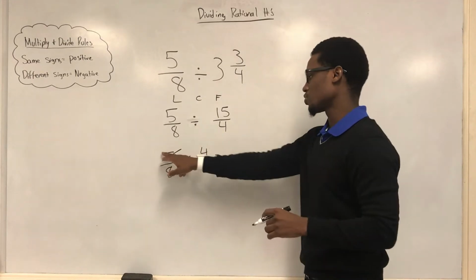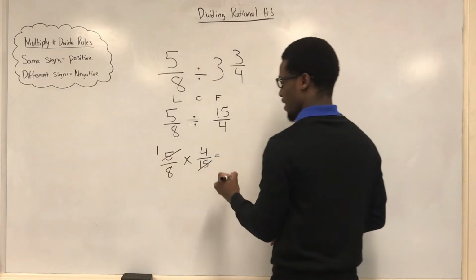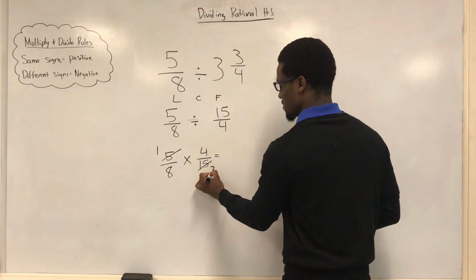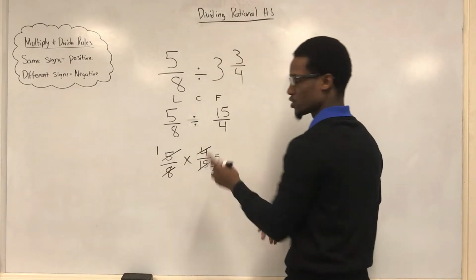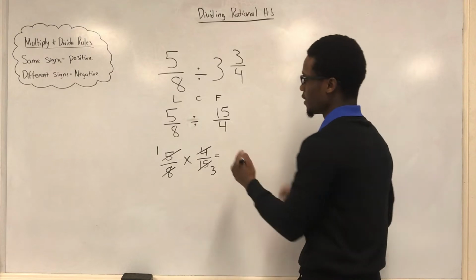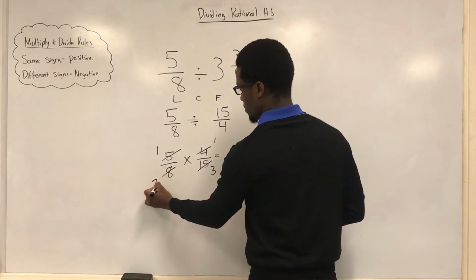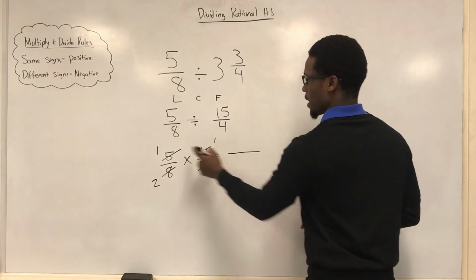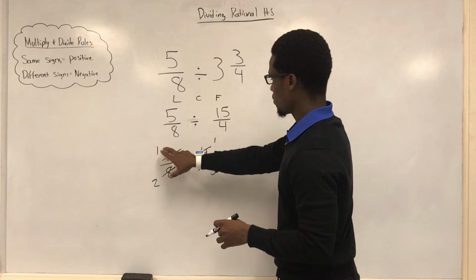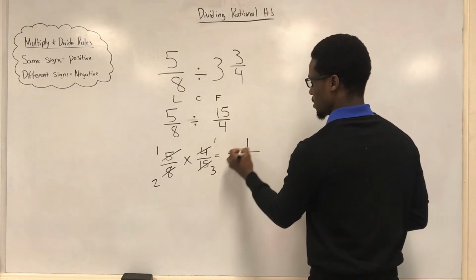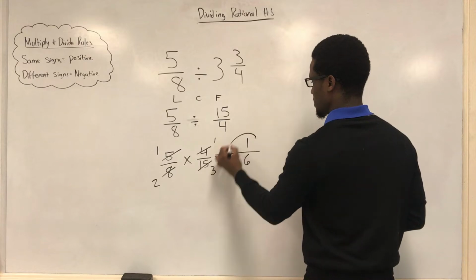So which number could go into both 5 and 15? That's going to be 5. 5 goes into 5 once. 5 goes into 15 3 times. Next, 4 and 8. What number could go into both 4 and 8? That'll be 4. 4 goes into 4 once. 4 goes into 8 2 times. So I now have a much simplified fraction. 1 times 1 is going to be equal to 1. And then finally 2 times 3 is going to be equal to 6.